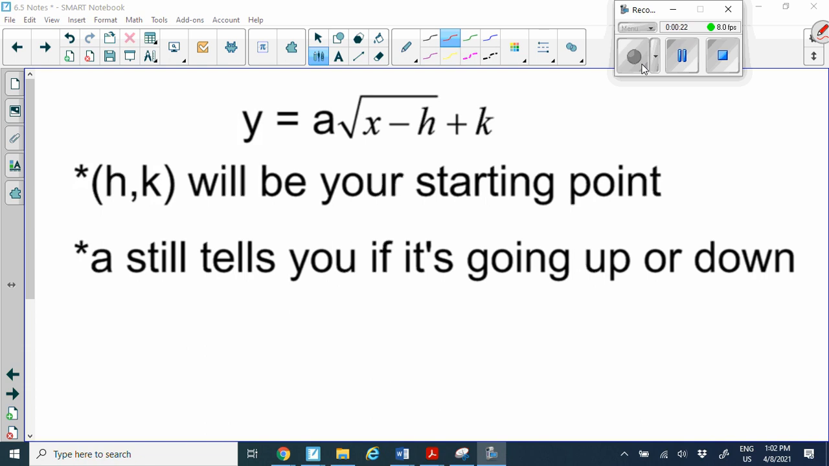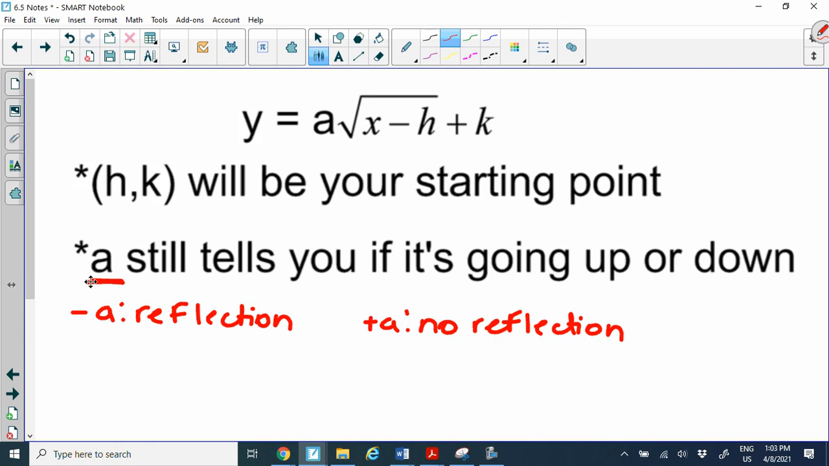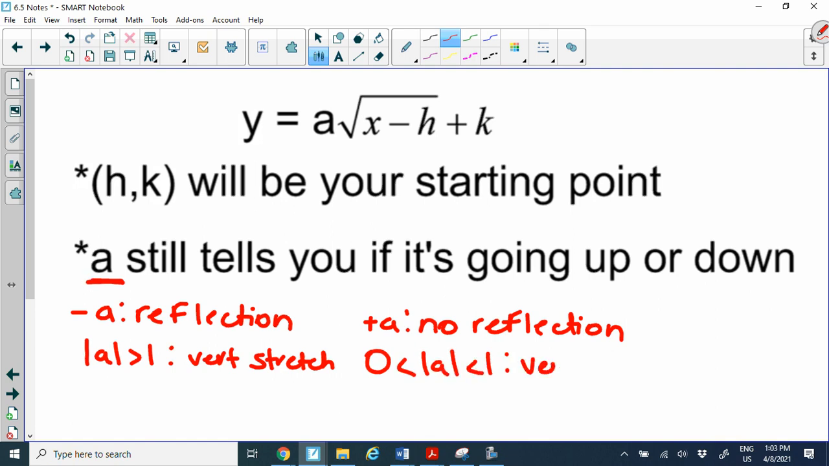So a, as we talked about, tells you if you're going to go up or down. So basically, remember, negative a says we have a reflection. Positive a says we do not have a reflection. When we take the absolute value of our a and it's greater than 1, we have a stretch, or a vertical stretch to be more specific. And if our absolute value of a is in between 0 and 1, that is a vertical shrink. So we've talked about that already.